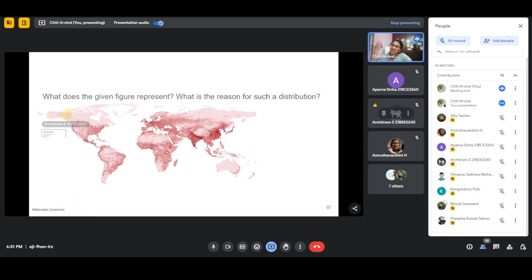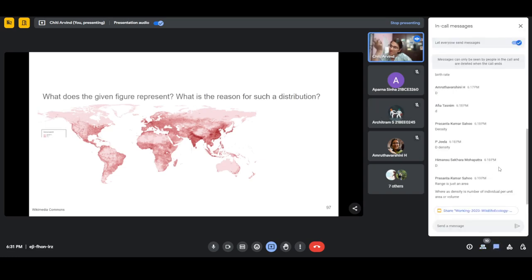Could you tell me if this particular distribution that you see belongs to a vertebrate or an invertebrate? Take a guess. Or is it a microorganism? No guesses? Vertebrate. Okay, excellent. Yes, indeed, it is a vertebrate.